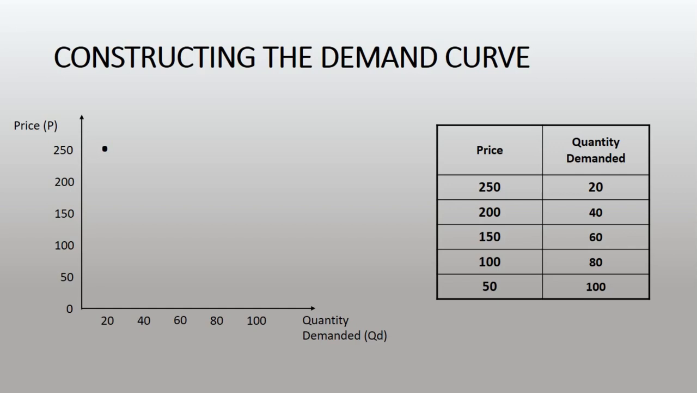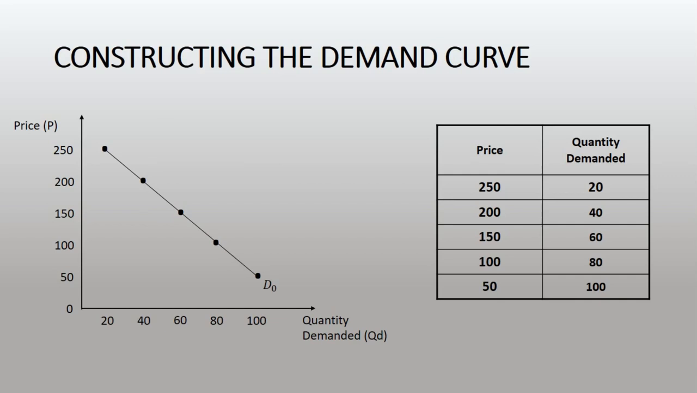So at price 200 we demand 40. At price 150 we demand 60. At price 100 we demand 80. And at price 50 we demand 100. We then connect all the dots. We therefore have our demand curve, and do not forget to label your demand curve. D0 illustrates that this is our first and original demand curve.